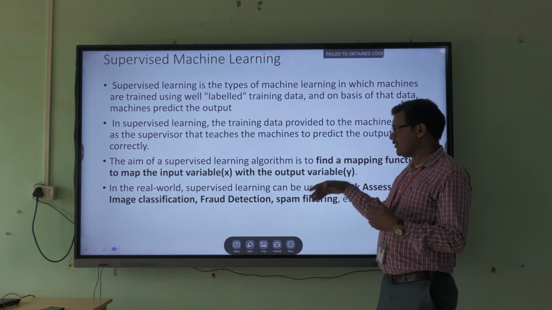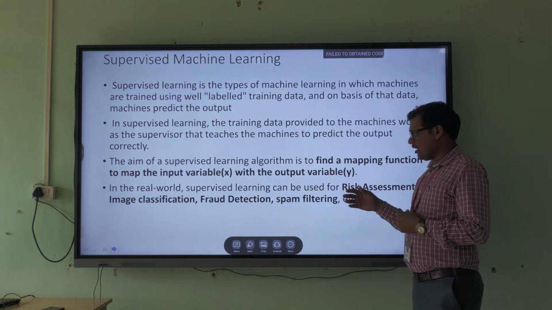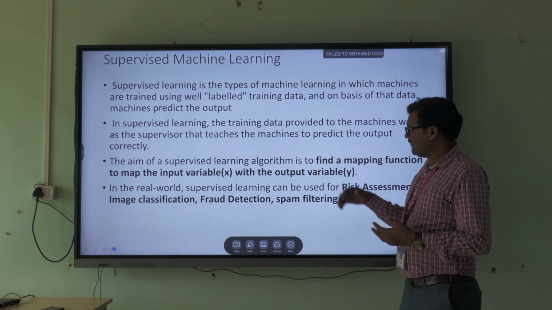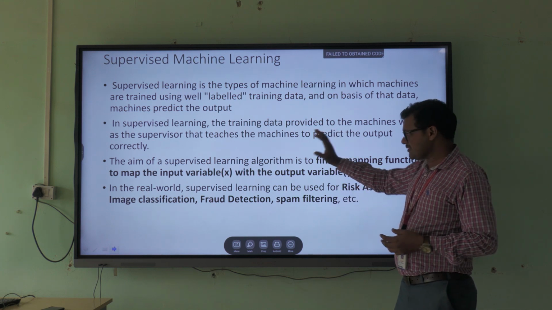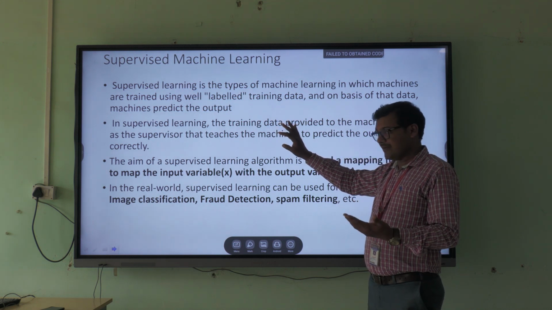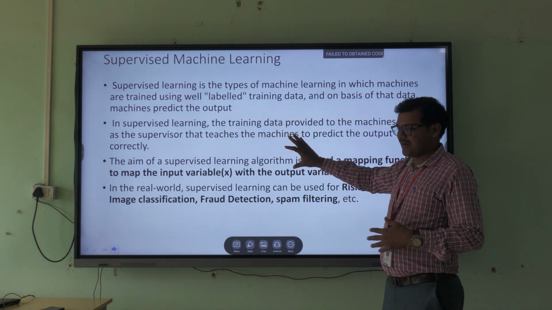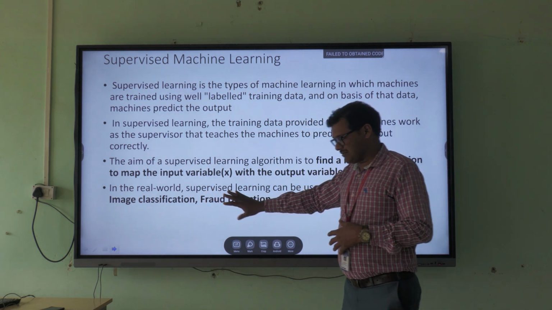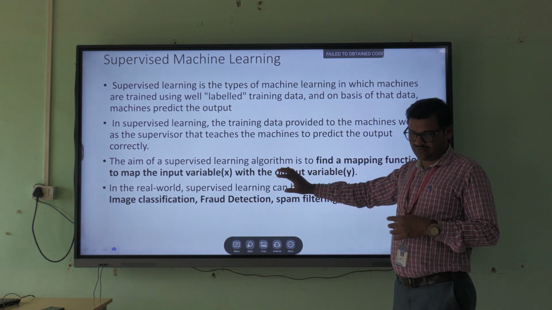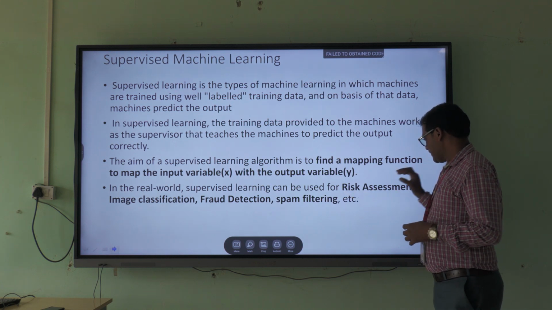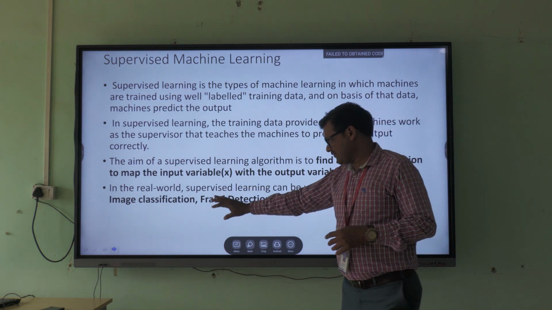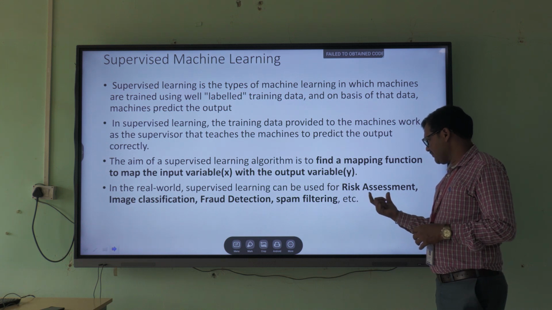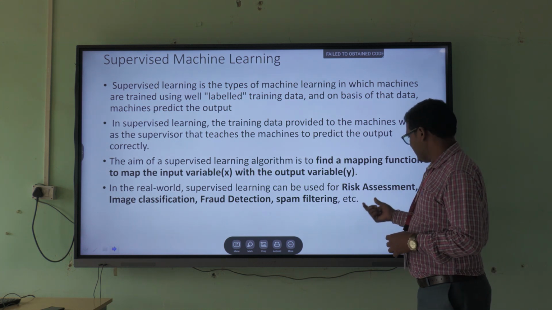Based on that, we are able to predict the output. So how the output is changing based on the input. In such cases we use supervised learning, because here we already know the input as labeled data, so based on that labeled data we are able to predict the output. Now, the most basic examples where supervised learning is used are risk assessment, image classification, fraud detection, spam filtering, etc.